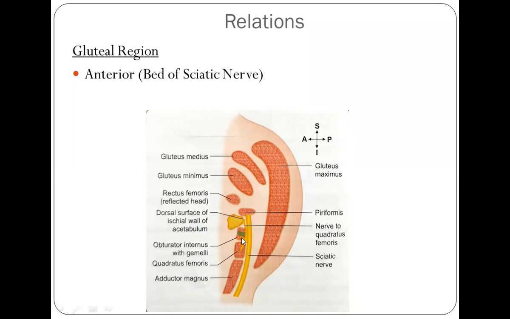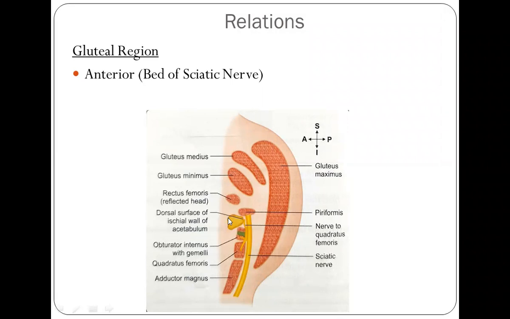So the anterior relations, okay? Now this is important for you to learn. This is the anterior aspect and the posterior aspect. The anterior relations of the sciatic nerve are called the bed of the sciatic nerve. So you can look at this picture and describe the anterior relations.